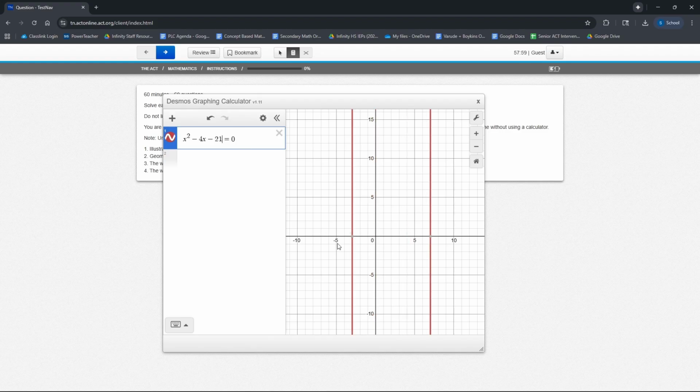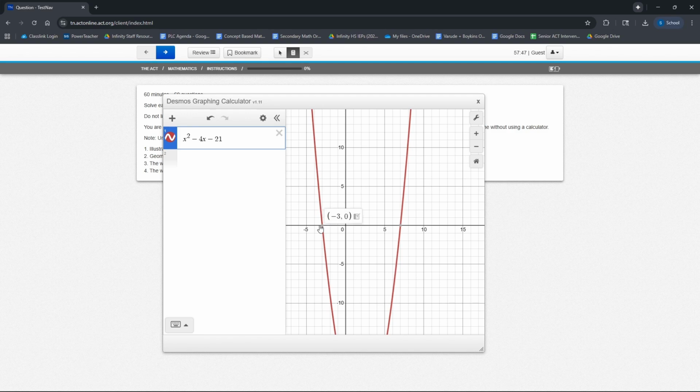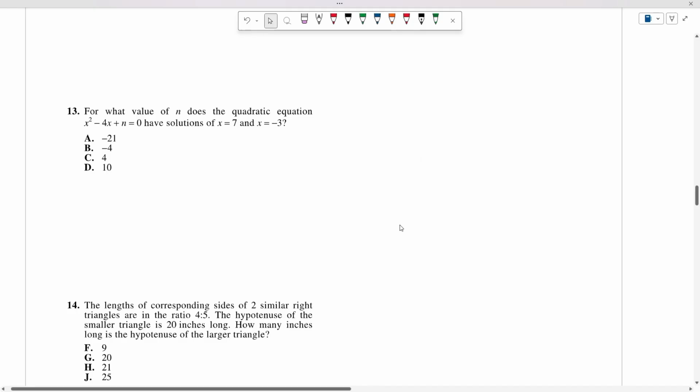If I don't include the 0, then it'll just graph the equation, and I can see what the zeros are. If you include the 0, it'll just give you the two lines. Either way, it doesn't matter. You get the zeros of this when you graph it. And it tells you here that you have negative 3 and 7. And that's precisely what our solutions are. So that's going to be A.